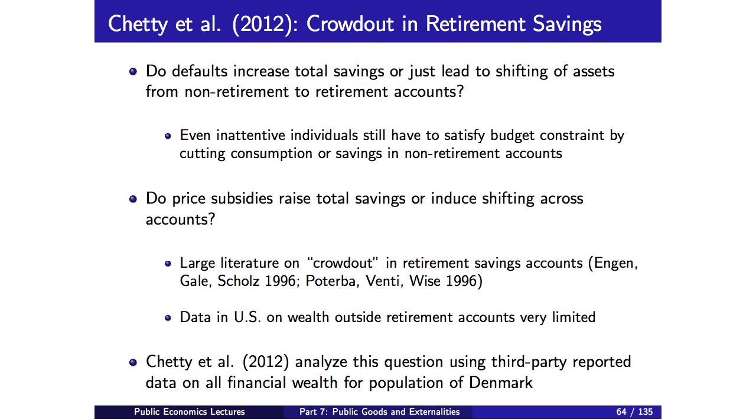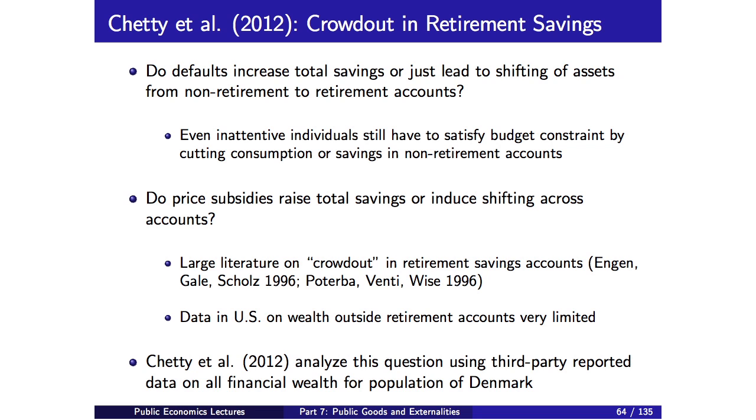And there's a well-known debate in the literature between Engen, Gale, and Scholz, and Poterba, Venti, Wise, who have different readings of the evidence on whether the IRAs, the $125 billion tax expenditure, is generating new savings or leading to shifting. The reason the US literature is really inconclusive on this is that data in the US on wealth outside retirement accounts is very limited.